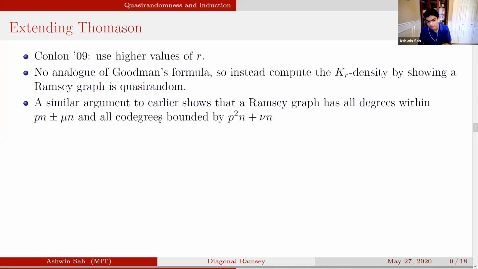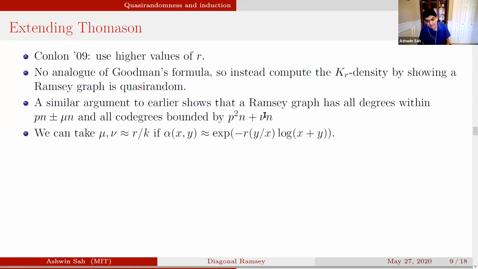You can derive this co-degree bound using the clique extension property. To be a little careful, there are some technicals that you have to think about, but I'm not going to talk more about that.